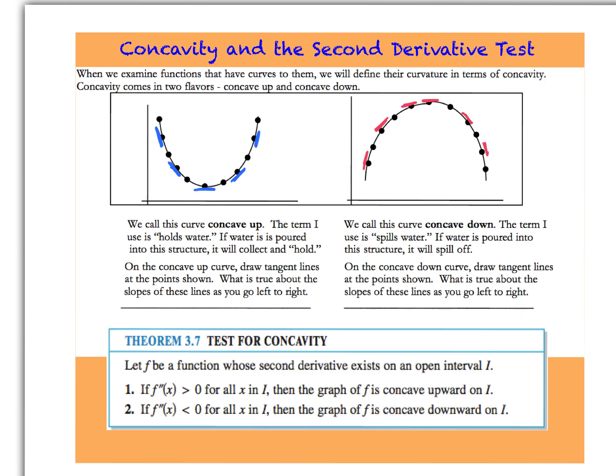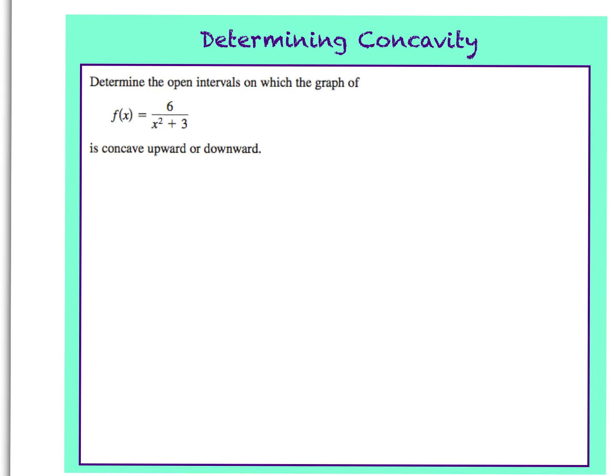Concavity is actually the slopes of the slopes, because when I talked about increasing and decreasing, that's when f prime was positive or negative. So now I'm talking about a slope of a slope, which means I'm talking about the second derivative. So f double prime is greater than 0 when f is concave up, and f double prime is less than 0 when f is concave down.